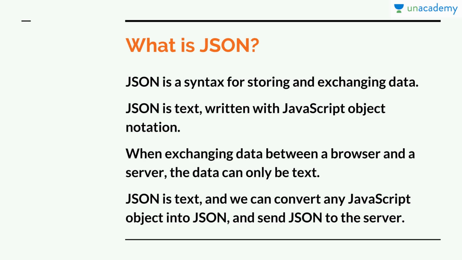So when exchanging data between a browser and a server, the data can only be text, because the web server only understands the text part of the data. JSON is text, and we can convert any JavaScript object into JSON and send JSON to the server, so that the server can understand that, and the server understands your query and then responds back.